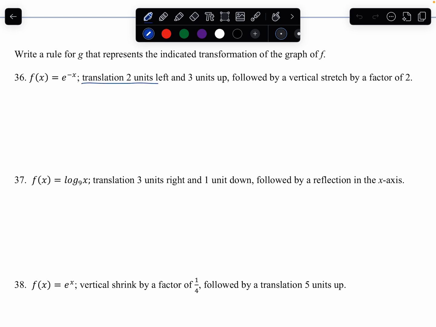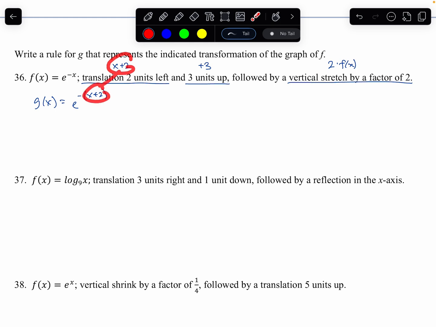So left 2 units, so that's going to be x plus 2, and then this will be plus 3, and a vertical stretch by 2 will be 2 times f of x. So let's go through these step by step. So g of x is going to be equal to e to the negative x plus 2. So x plus 2 should look like that. And then plus 3 right here. And then we should write it as 2 times the function. So that's 2 e to the, I'm going to write that as negative x minus 2 plus 3. So I was just simplifying that part.